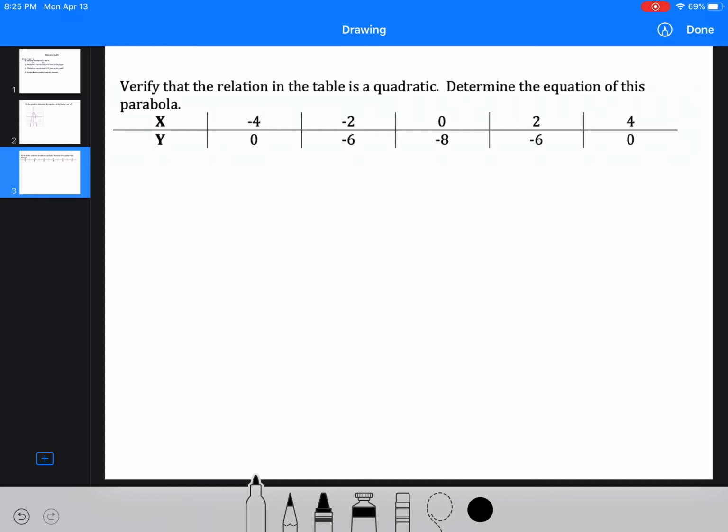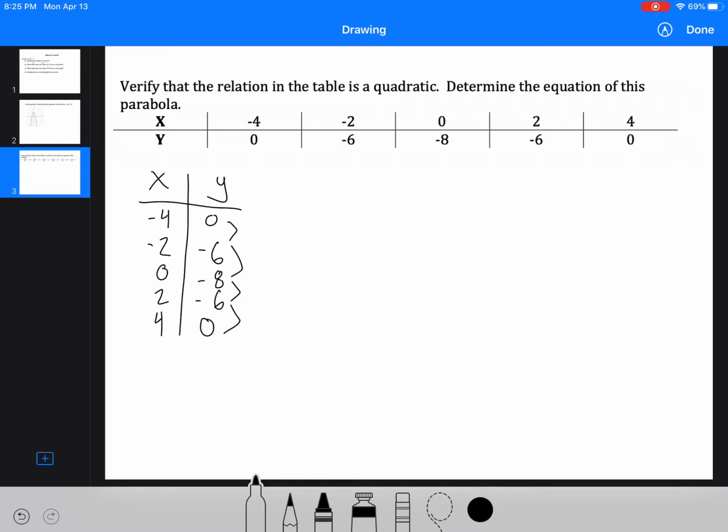All right. Verify the relation here is a quadratic. Determine the equation of this one. This is pretty tough, but if we slow it down and look at it carefully, we can figure it out. First thing I'm going to do is change my chart to be vertical. So we've got negative 4, negative 2, 0, 2, and 4. Now we've got 0, negative 6, negative 8, negative 6, and 0.